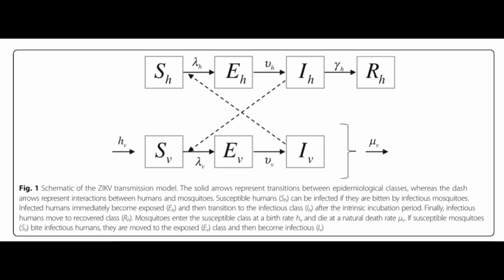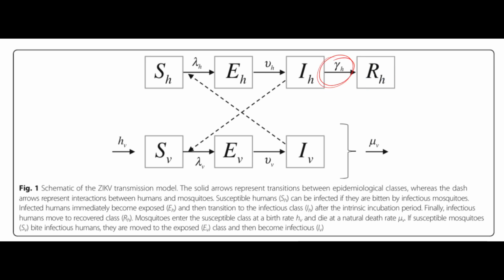It starts with human, S-E-I-R. The S start with the susceptible human that can be infected when they are bitten. Once they are bitten, they become immediately exposed. Once they become exposed, they transition into the infectious class after the incubation period. Finally, the infected human move to the recovered class after time.